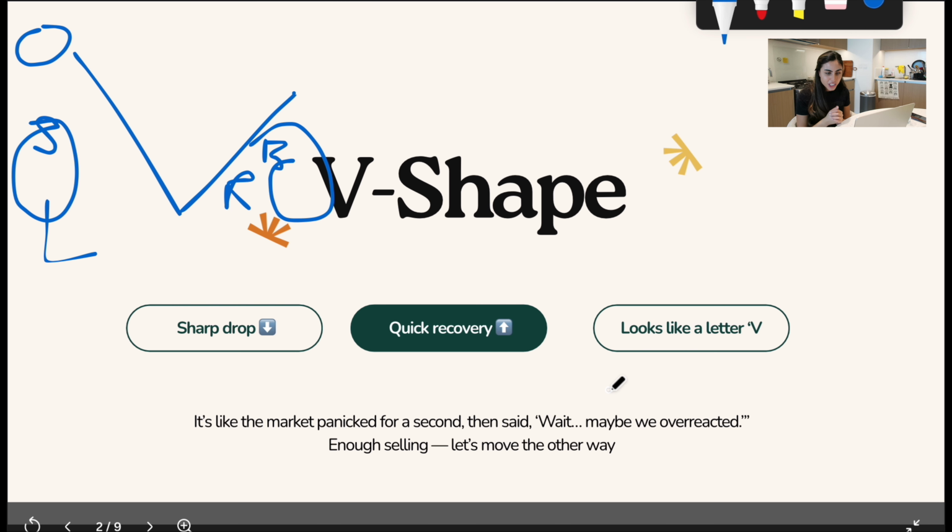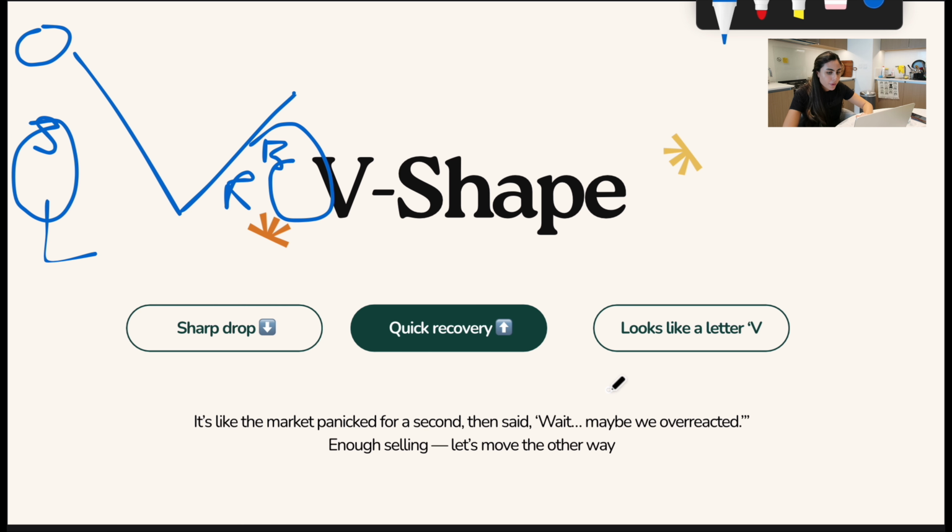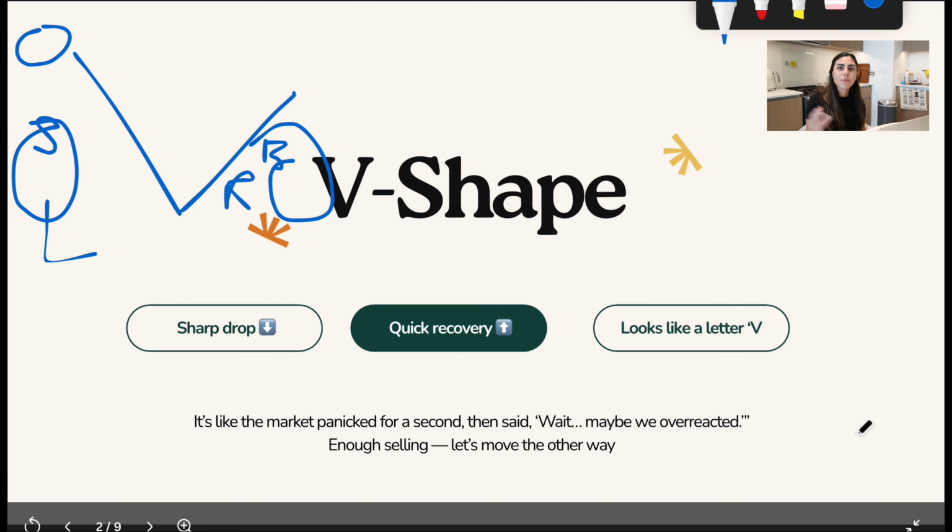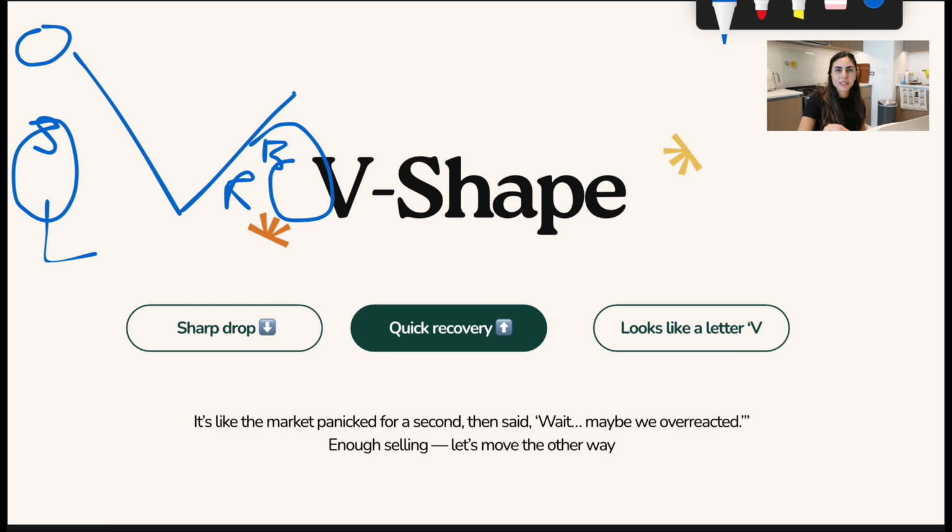In day trading, a V-shape happens when price drops sharply on a short time frame and then rebounds very fast. It's like the market panicked for a second and said, wait, maybe I overreacted. Enough selling, let's move the other way. The V-shape is perfect for scalpers. So essentially a V-shape is when traders bring the price down towards a support level, because that's where they know a lot of buyers are. And that causes pressure, which causes the V-shape to form. And that's essentially when you see the upward momentum.